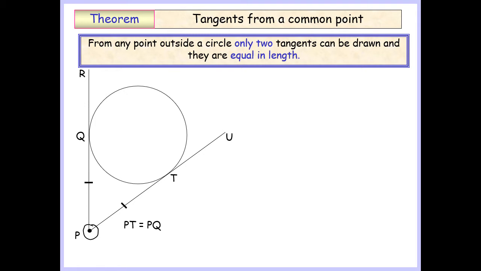'n Gelykbenige driehoek, né? So if I draw a chord here, na T, do you see that one goes to T? Sorry guys. Stem julle saam, dan gaan daai twee hoeke gelyk wees aan mekaar. Do you see? Because it's an isosceles triangle. Okay, so that's where we'll use them.